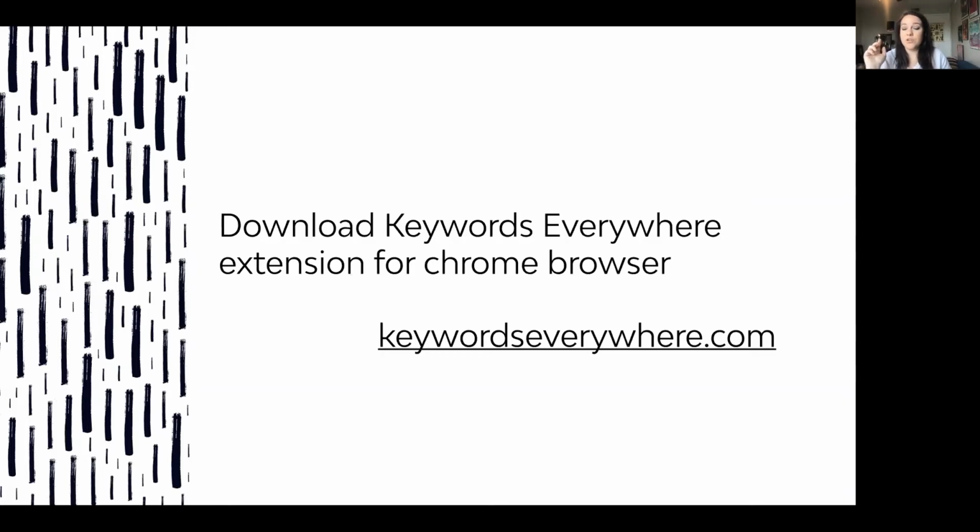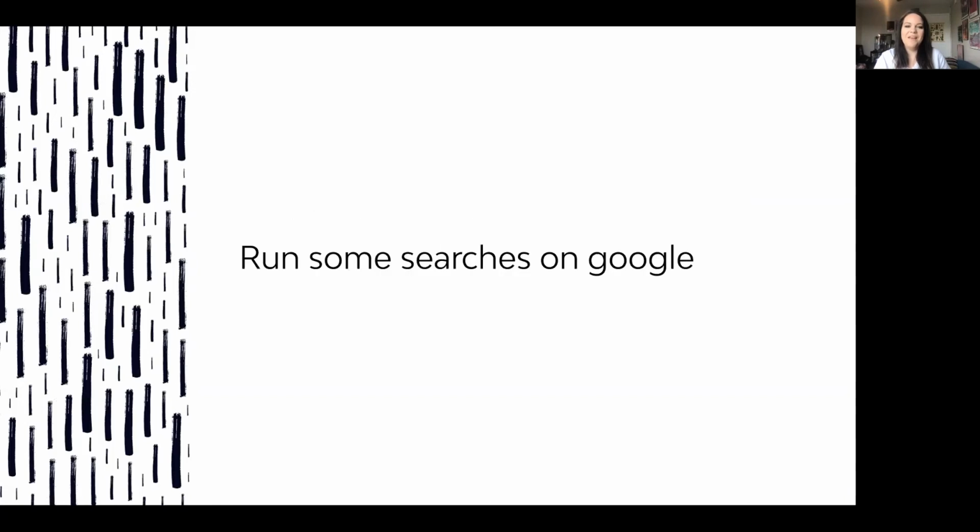It's going to show you your search volume, and it's even going to show you the competition, which is going to be super handy later in the next step. All right, so then we're going to run some searches on Google. Super easy. We all know how to do that. Open your Google browser once you have Keywords Everywhere installed, and then I'll show you what it looks like.